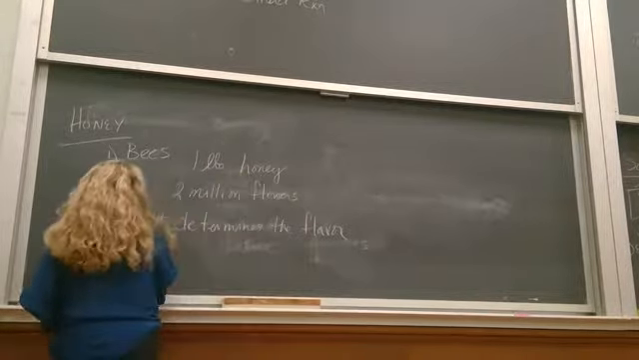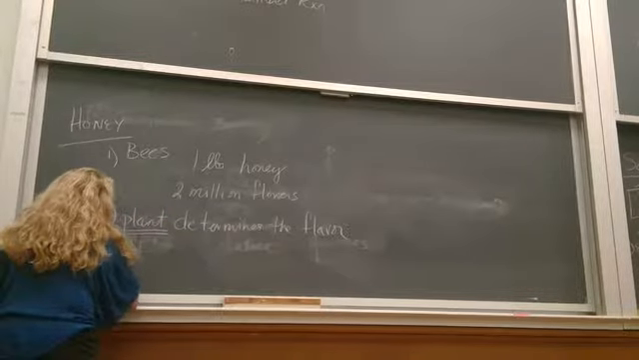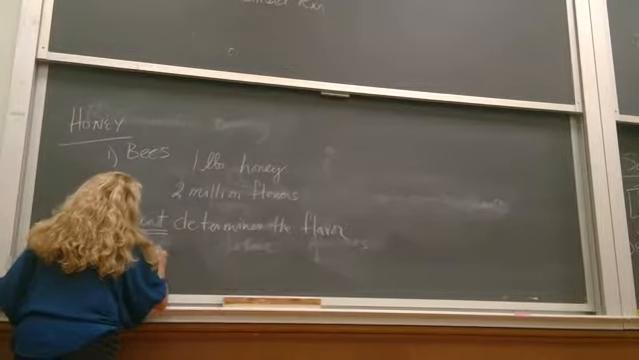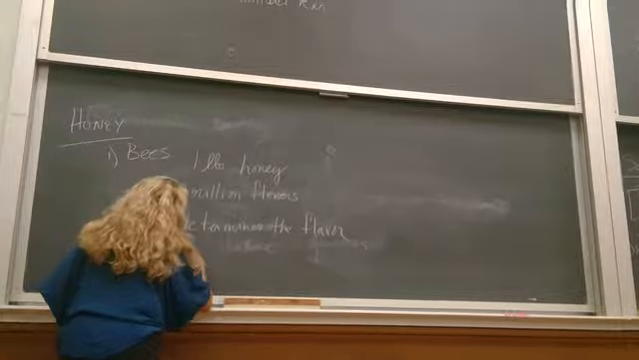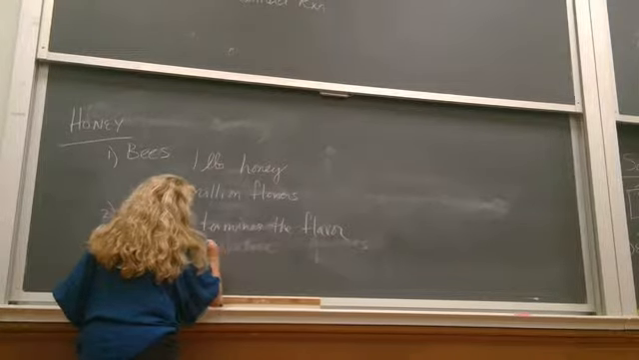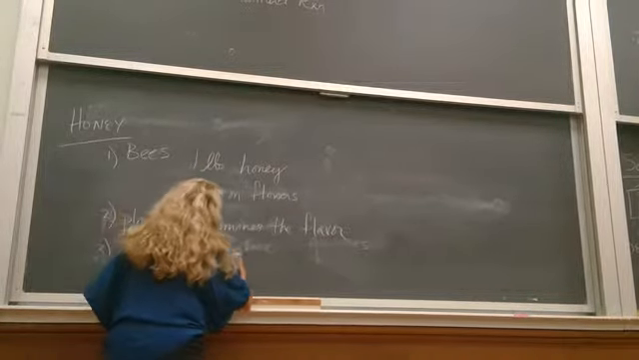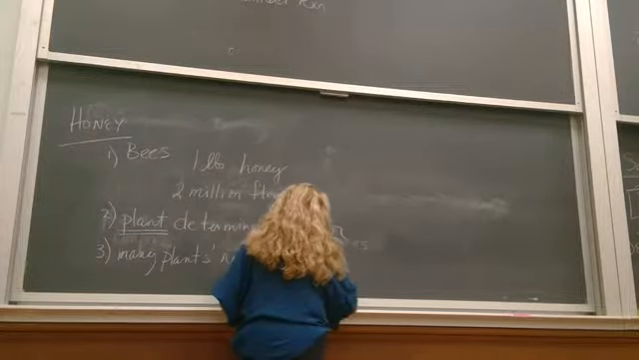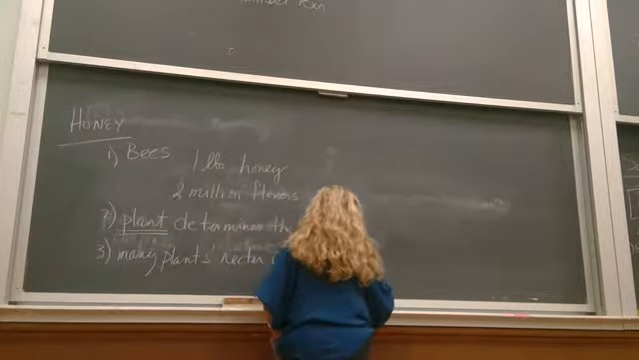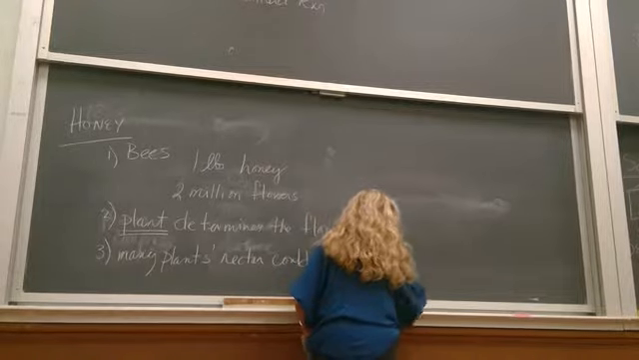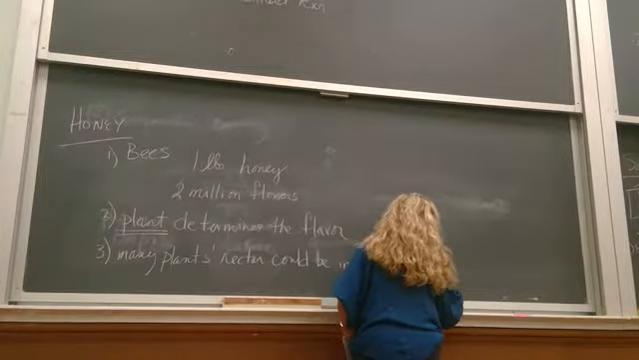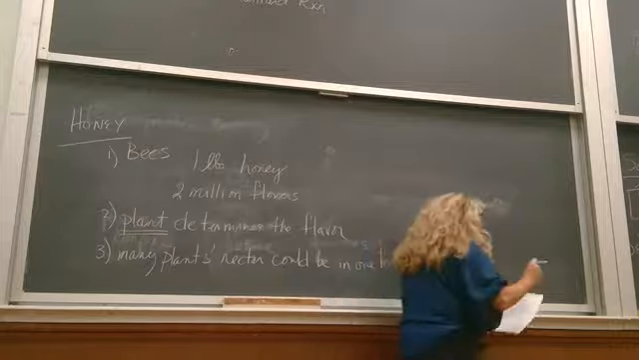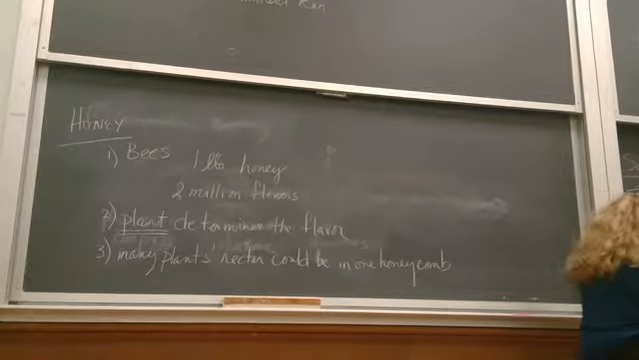About the plant. So the third point would be many plants. Many plants' nectar could be in one honeycomb, essentially, that is then extracted and used to jar and make honey. All right?